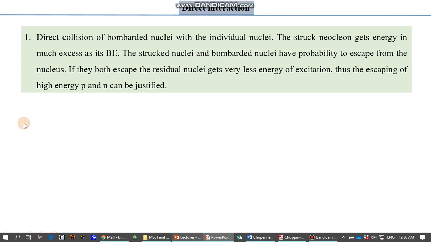If they both escape, the residual nucleus gets very little energy. Although some of the kinetic energy has been transferred to the target nucleus, it is now gaining a small amount of energy because most of the energy has been taken away by the evaporated high speed proton as well as neutron. So the escaping of a high energy proton and neutron can now be justified, that is how it takes place.